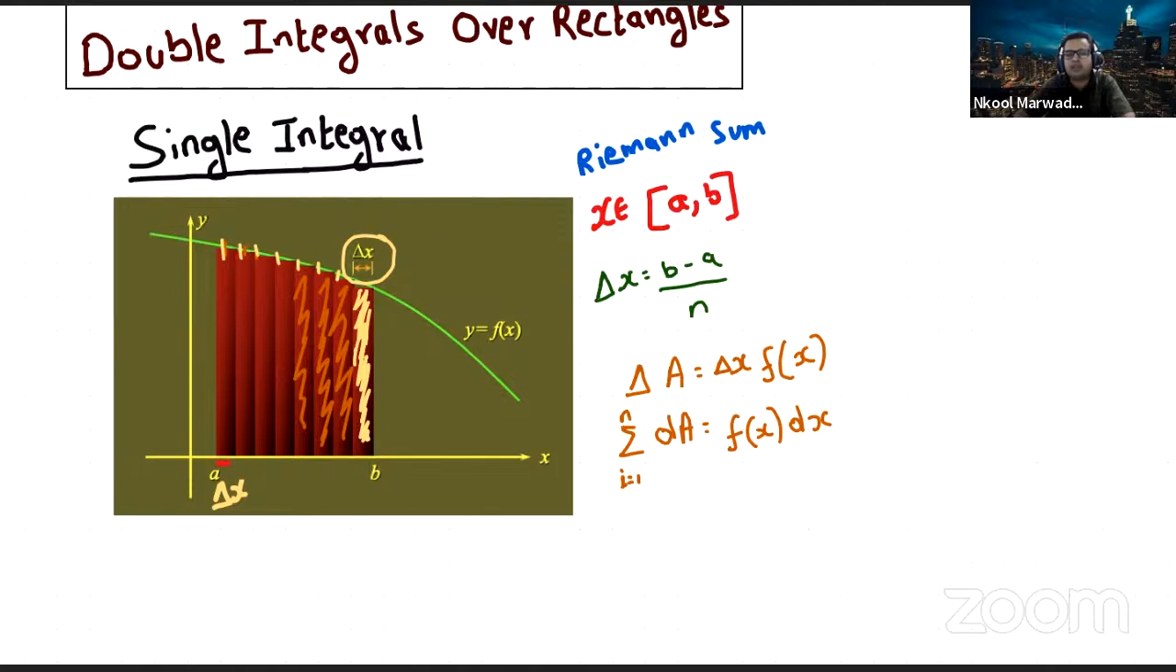1 by n dA. So I can write it like this to be more precise. Total area under the curve is equal to the summation of i equals 1 to n of dA. And what is dA? f(x) dx.